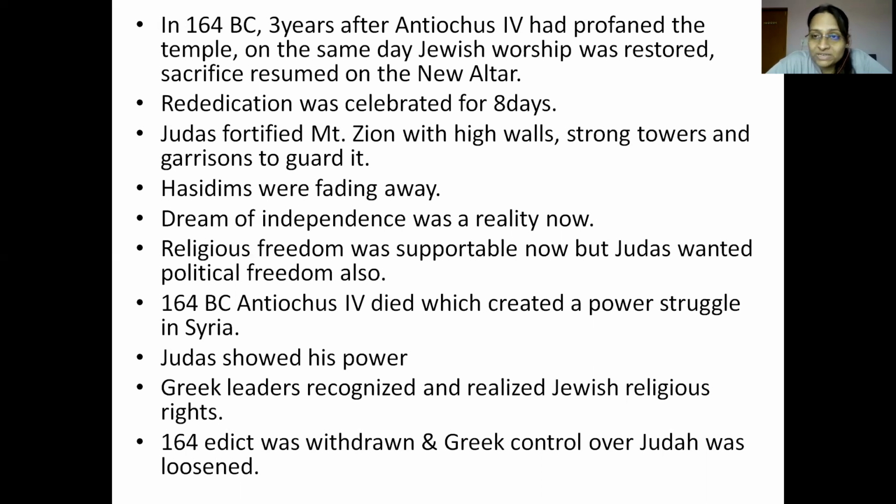In 164 BC, Antiochus IV died. Okay, he was the persecutor, and he is the one whom Daniel talks about, as we have mentioned in the last class. So in 164 BC, Antiochus IV Epiphanes dies, and because of his death, there was a power struggle created in Syria. So because he died, now there was a power struggle. Who next?